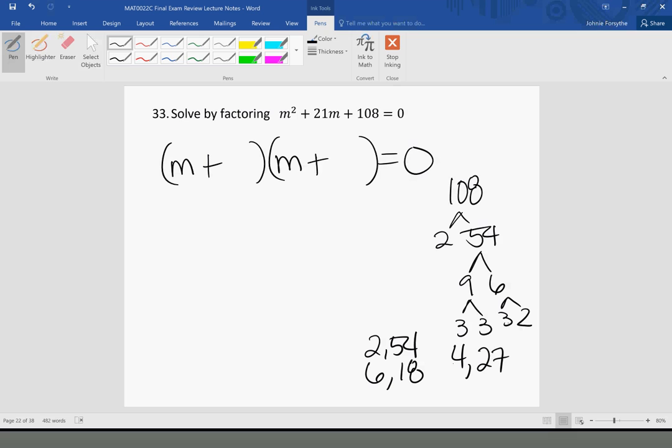Let's see here. What about 9? 3 times 3 is 9. Times 3 times 2 is 6. Times 2 is 12. And 9 plus 12 does equal 21. Yay! Found it. So it's 9 and 12.